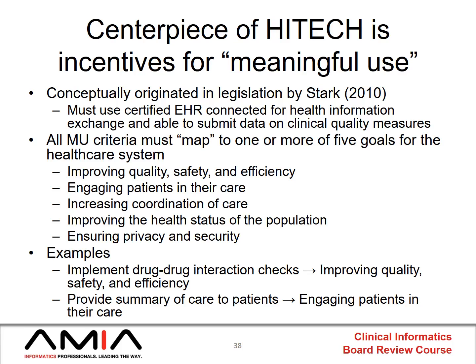The Meaningful Use program is set up so that all of the specific criteria map to one or more of 5 goals for the healthcare system. These include improving quality, safety, and efficiency, engaging patients in their care, increasing coordination of care, improving the health status of the population, and ensuring privacy and security. So examples are the criteria for implementing drug-drug interaction checks, which can be mapped to improving quality, safety, and efficiency, and providing a summary of care to patients could be mapped to the goal of engaging patients in their care.